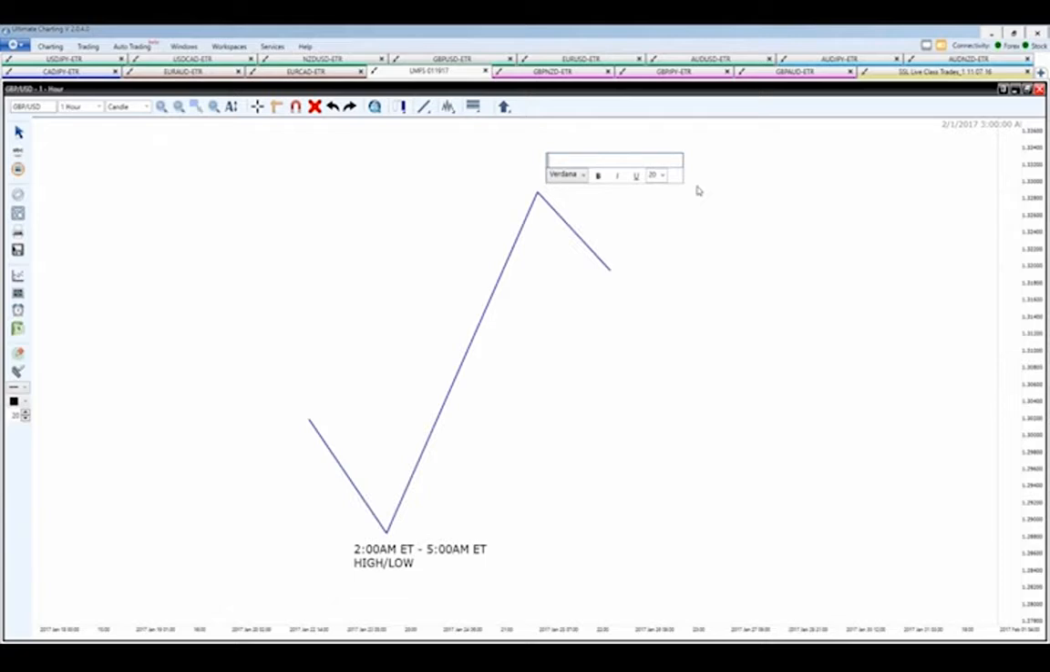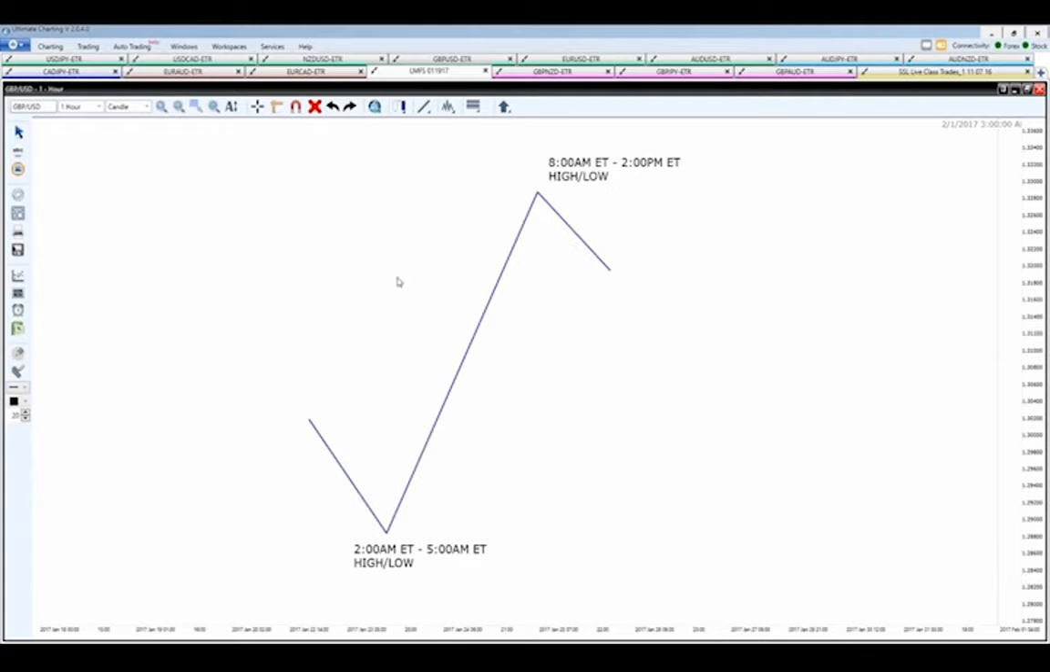We're going to be looking for this between 8 o'clock a.m. Eastern Time and 2 o'clock p.m. Eastern Time. This is going to be that opposite high or low for the day. The reason for this is because you have the close of the London session and then the opening of the US session here.